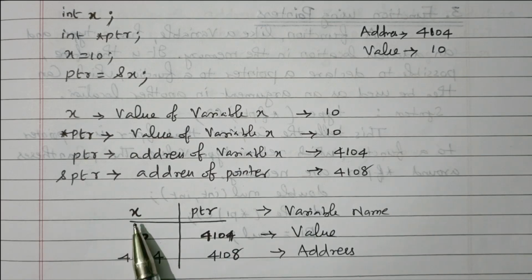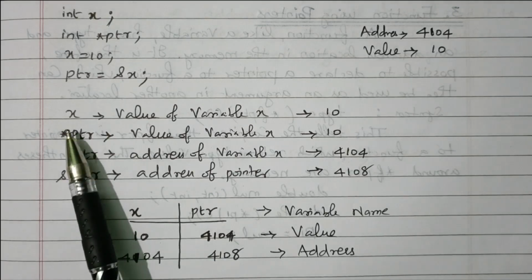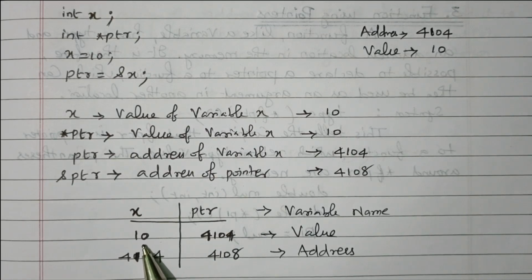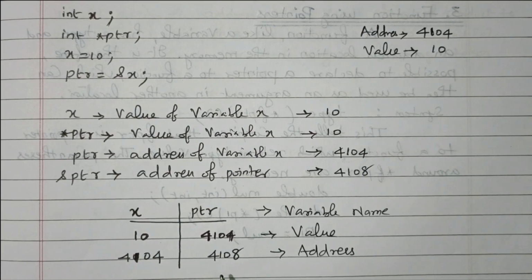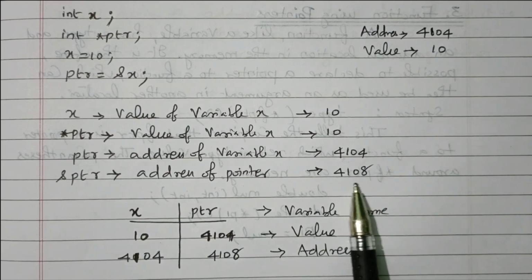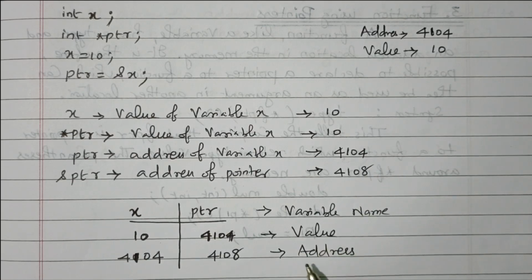So it is very clear, I think. x has the value 10, which is stored at the address 4104. This 4104 is stored in another address, 4108. So if you refer to x, it will return the content of the address, 10. If you refer to *ptr, that also gives the content of the address, 10. If you refer only to the pointer, it will give 4104. The address of the pointer means where this 4104 is stored, 4108, so it will give 4108, right? So we can get the value, the address, the content of the address, or the address of the pointer.